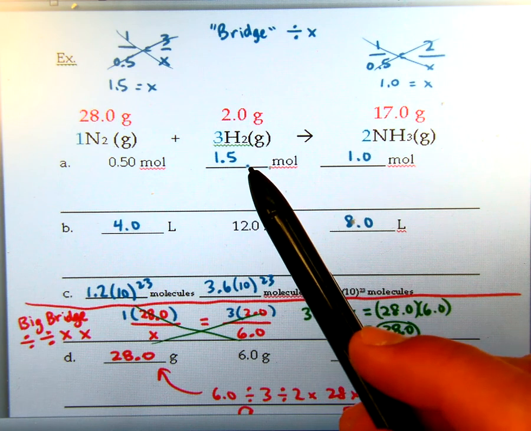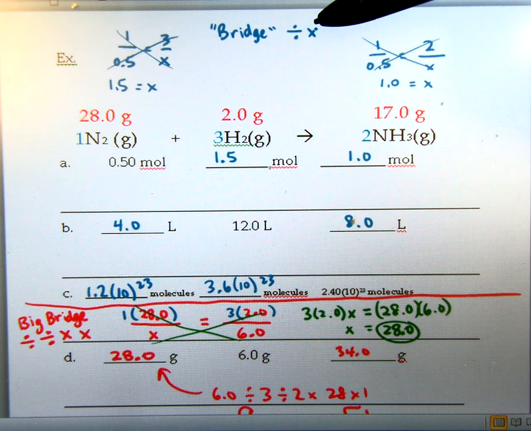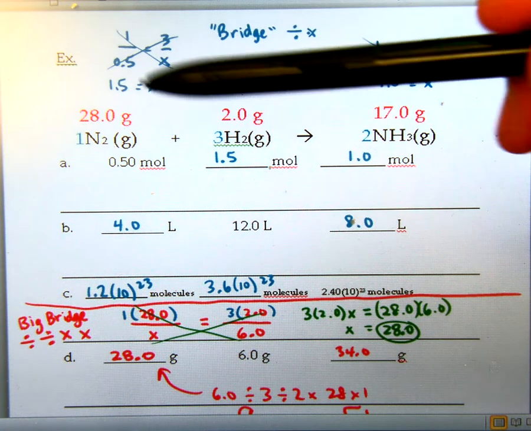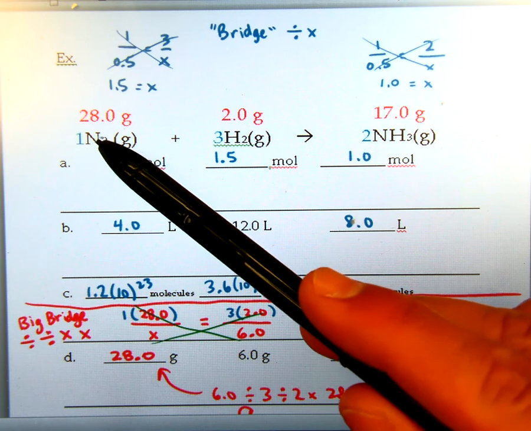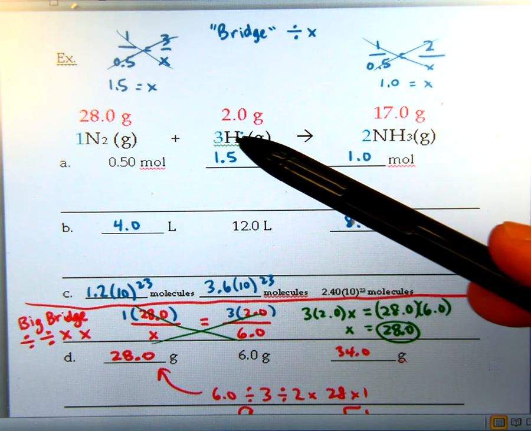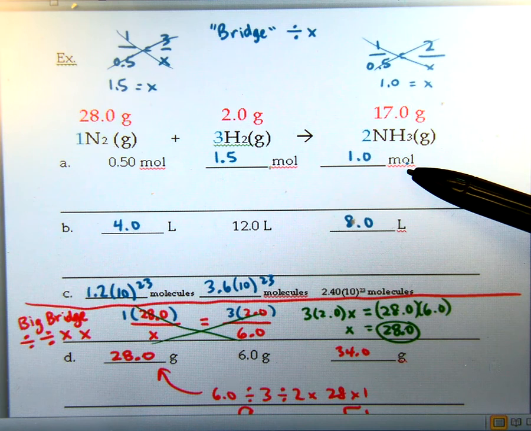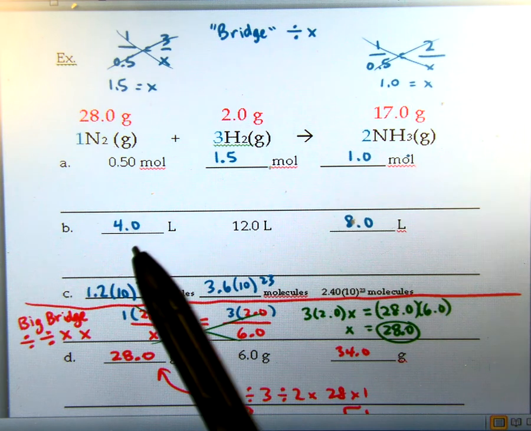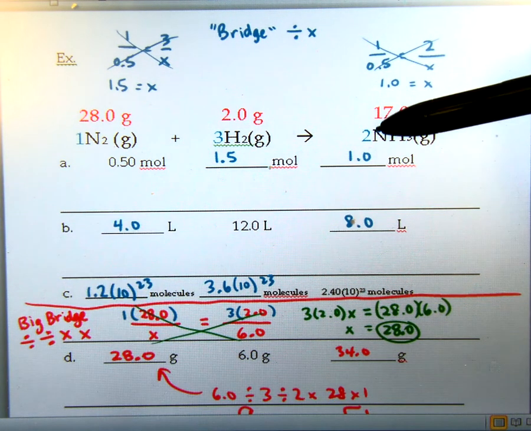An easier way to do this would be what we call the bridge. With the bridge, you just have to remember to divide and multiply. So you divide by the coefficient and multiply by the new one. So you would do 0.5 divided by 1 times 3, and you would get 1.5. You can also do that to get this last answer by doing 0.5 divided by 1 times 2 equals 1.